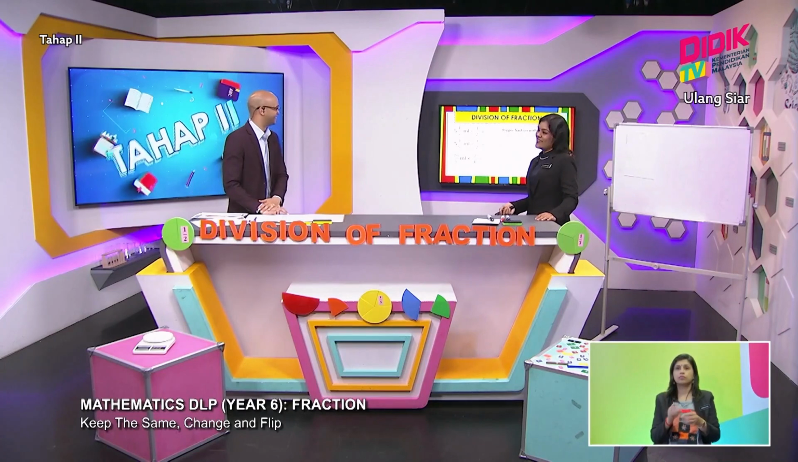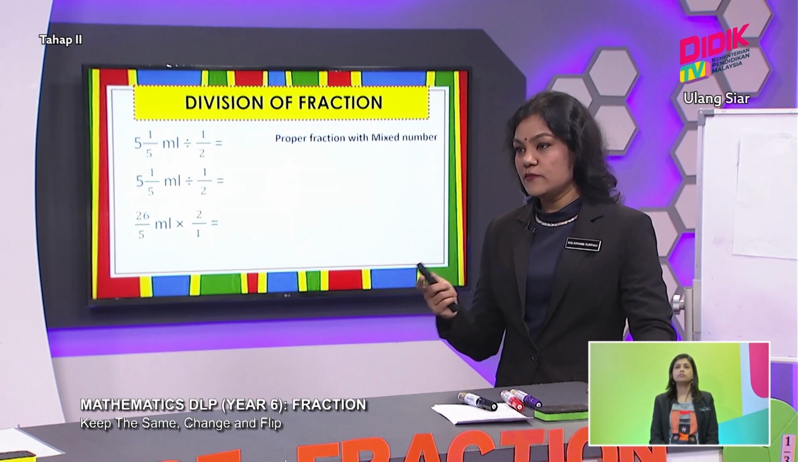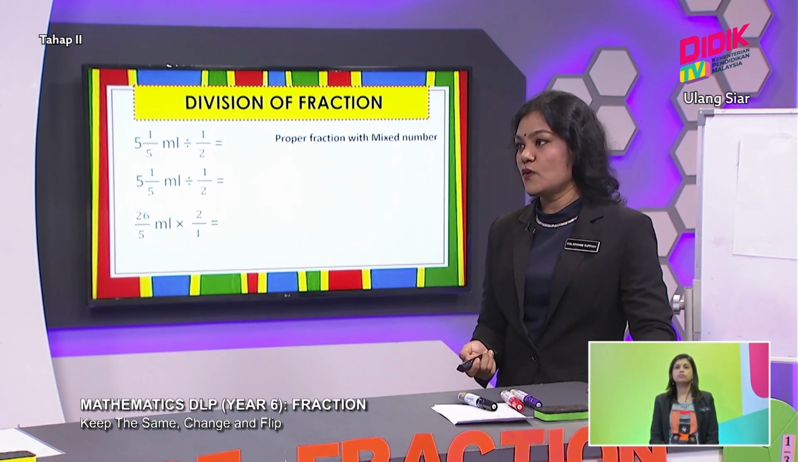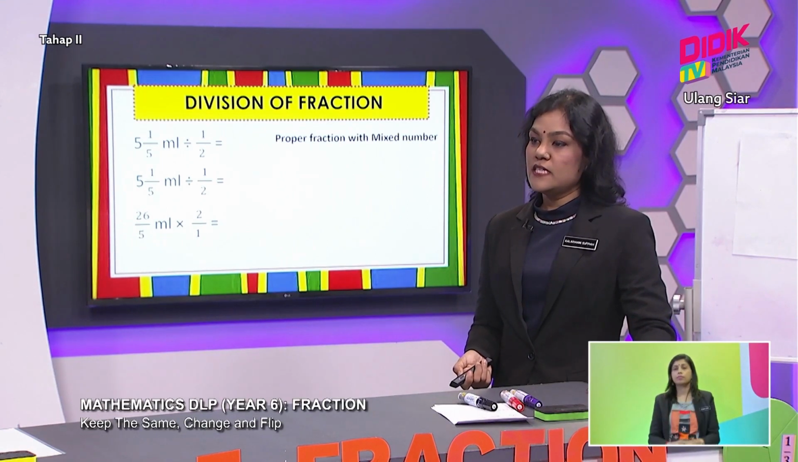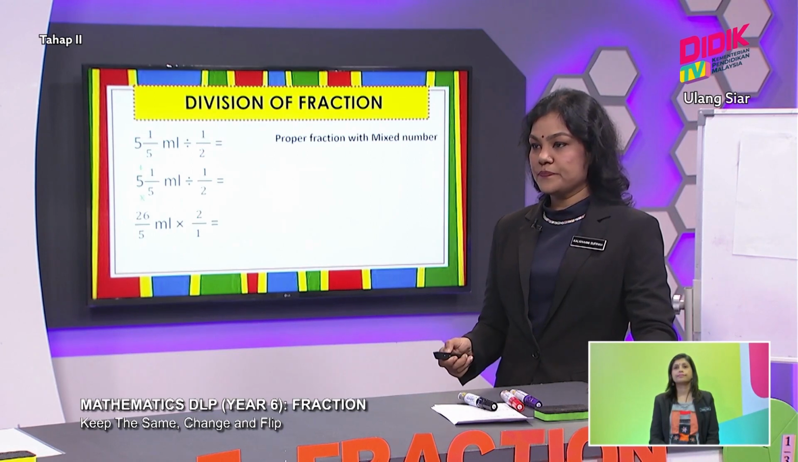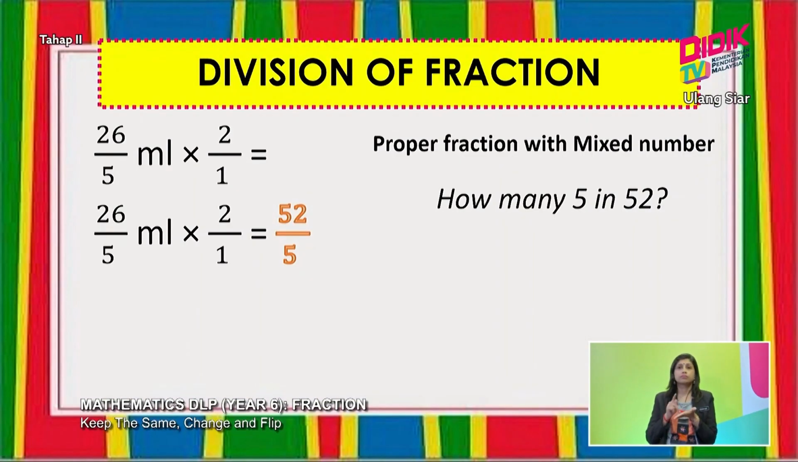So clever. That mixed number we have to convert into an improper fraction. So then we get 26 over 5 milliliter times 2 over 1. You got it? It doesn't look complicated, right? After this, we proceed with the calculation. 26 over 5 milliliter times 2 over 1, or 2. So we will get 26 times 2, which is 52, and 5 times 1 is 5. So what's the answer now? 52 over 5. Is it the final answer?